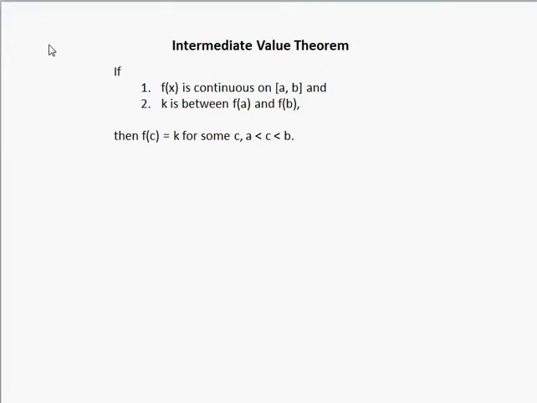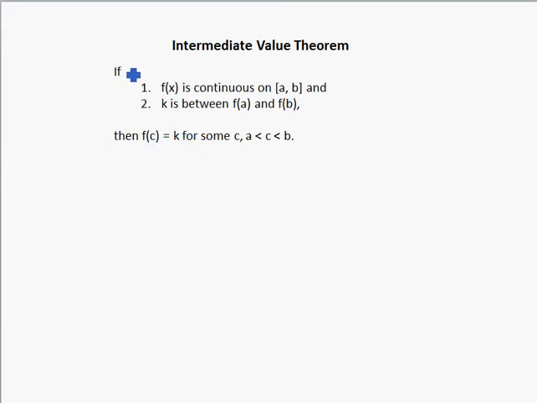The intermediate value theorem says that if a function goes from one point to another, from f of a to f of b, then it must go through all the values in between, and here we're calling it k, as long as the function's continuous. So, let's take a look at what this really means.